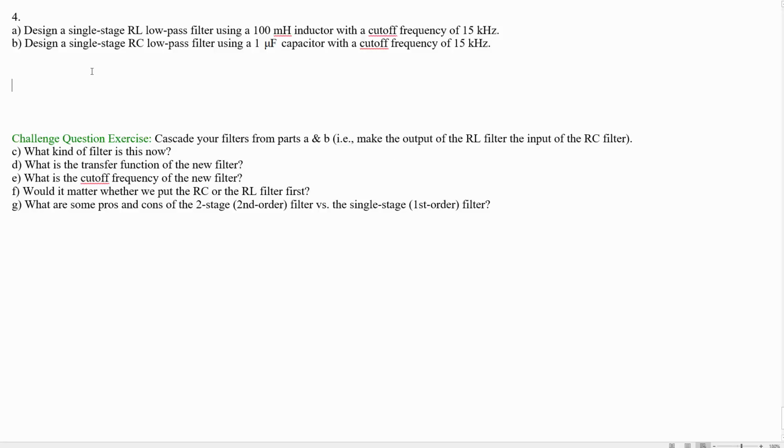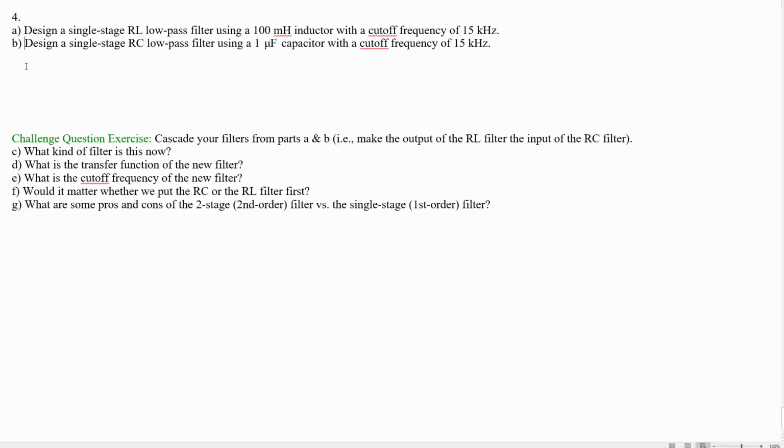Hi, today we're going to be looking at filter design. First we're going to be designing a single stage low pass RL filter using a 100 millihenry inductor, and we're going to try and get the cutoff frequency to be a specified amount. And then we're going to do the same thing with an RC filter. Then we're going to have some fun and explore around adding them together and see what we get.